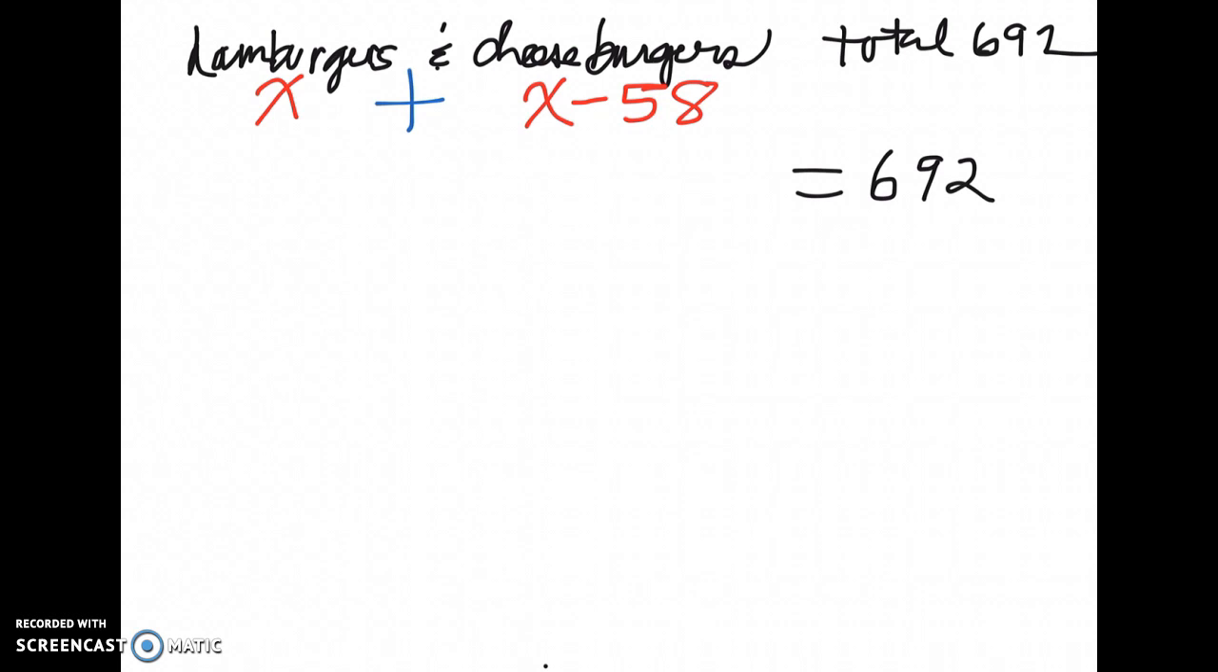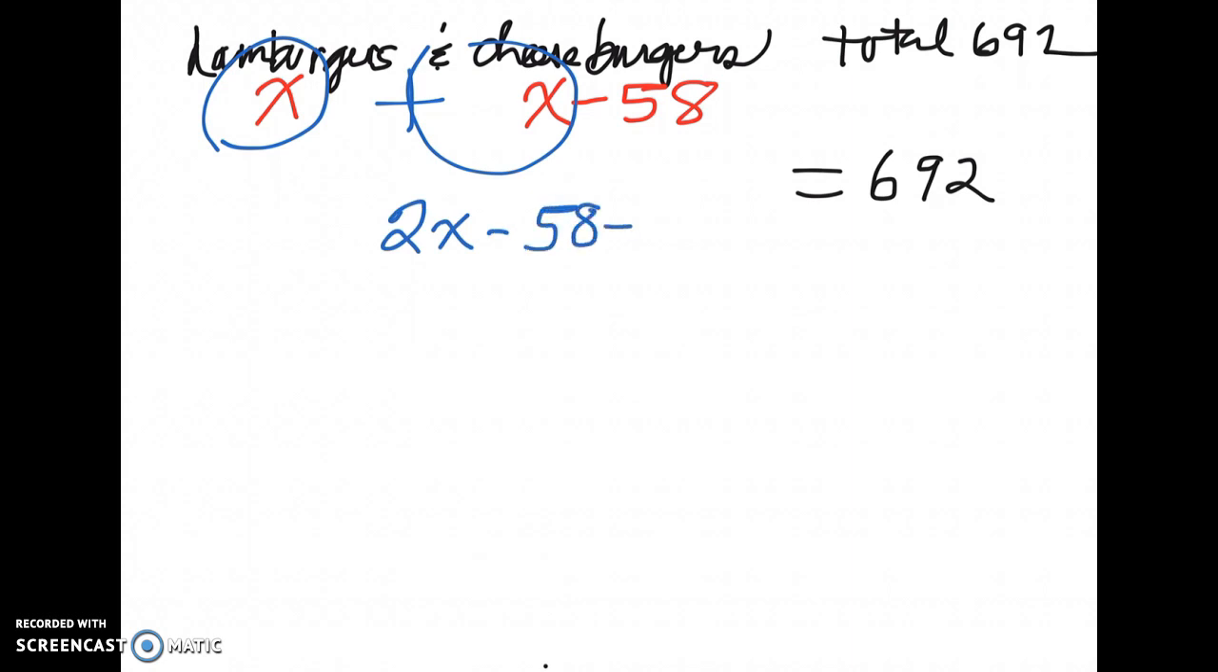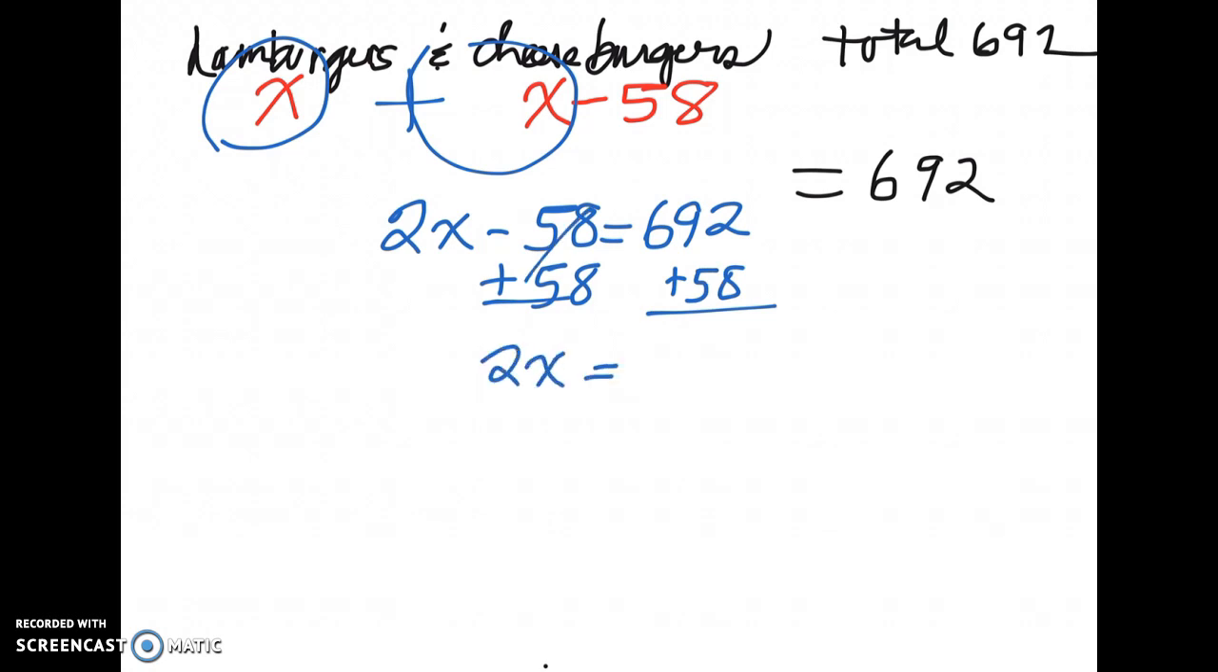So if you solved it, you see that you got an X here and an X here. That's 2X minus 58 is equal to 692. And maybe you didn't get that one right. I'm trying to think now if you added the 58 or if you subtracted the 58. So that would give me 1415, 750.